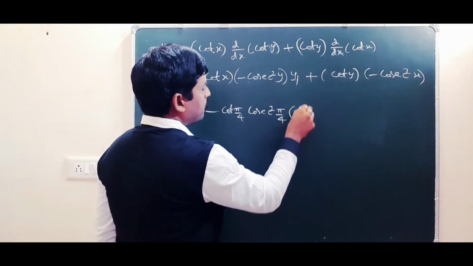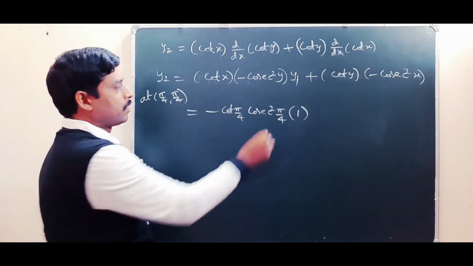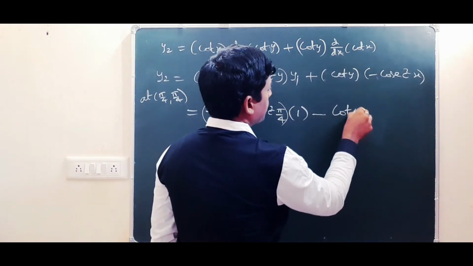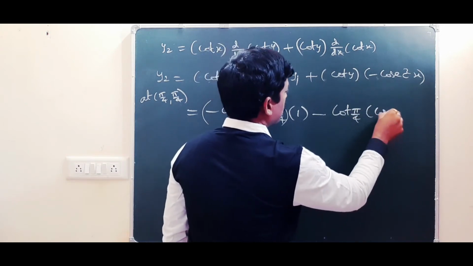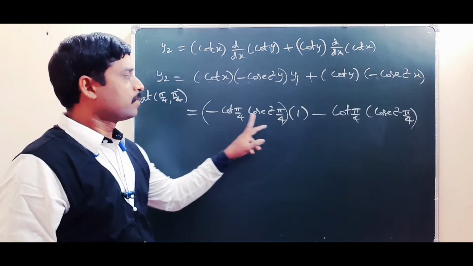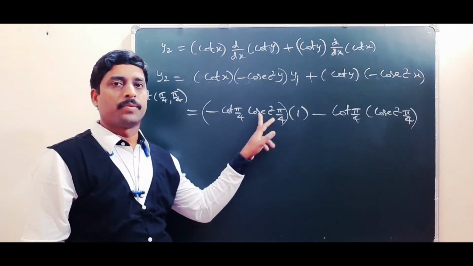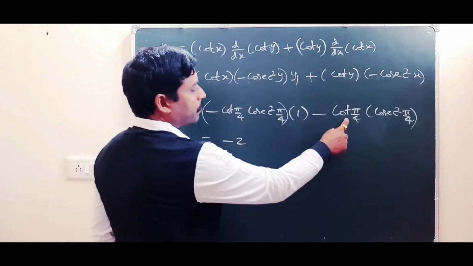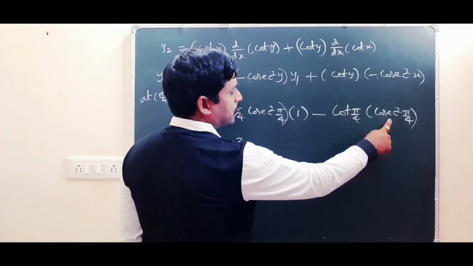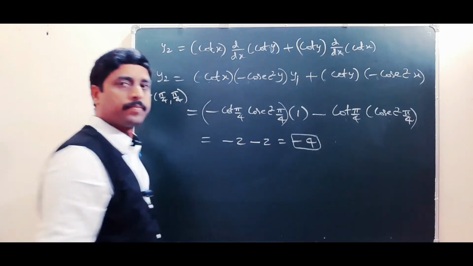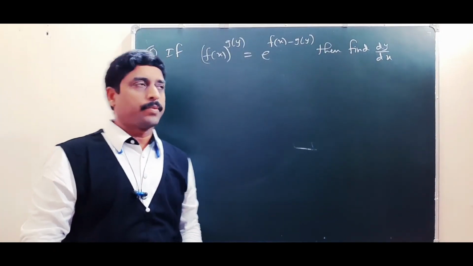So the y1 value we got is 1, minus cot pi by 4 cosecant square pi by 4. So cot 45 value is 1, cosecant 45 value is root 2. So root 2 whole square is 2. This is minus 2. So cot 45 value 1 minus, this cosecant square 45 value 2, minus 2. So the answer is minus 4. Let us go to the next problem.